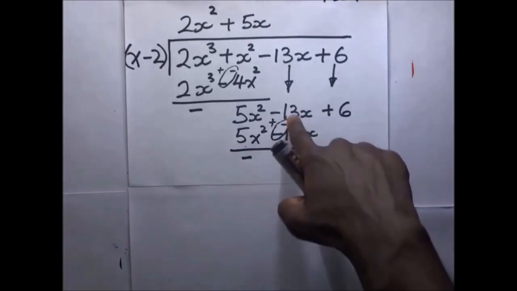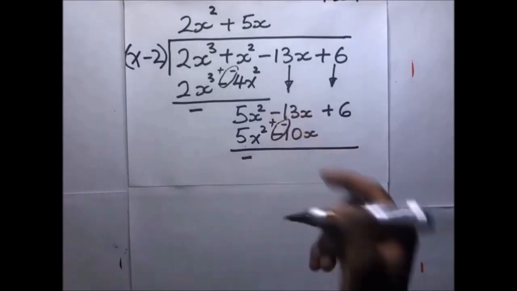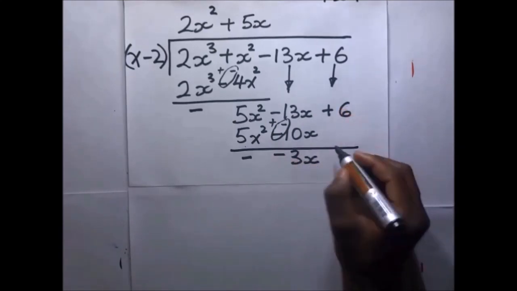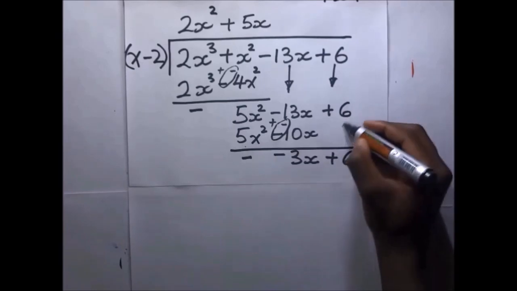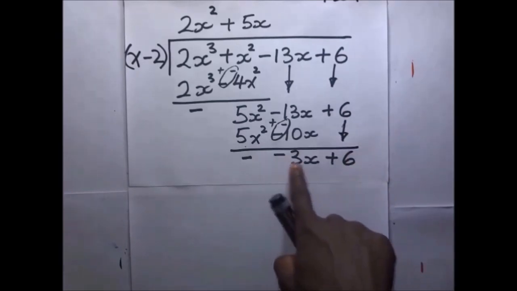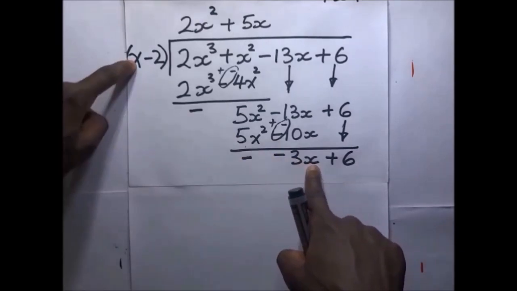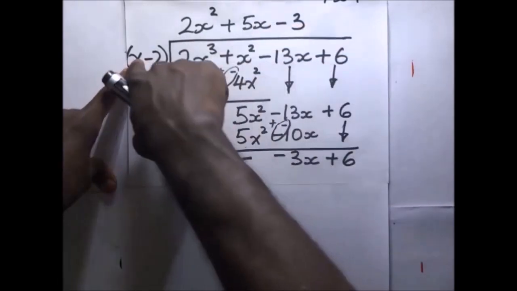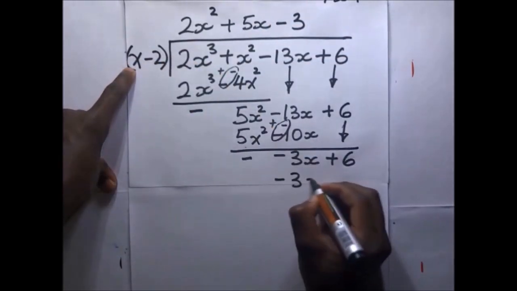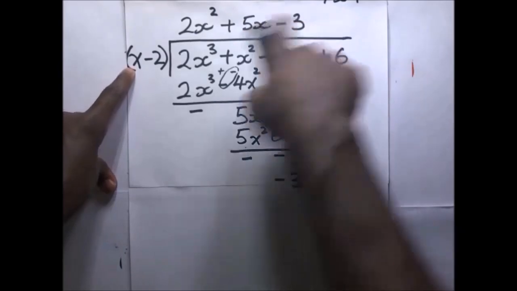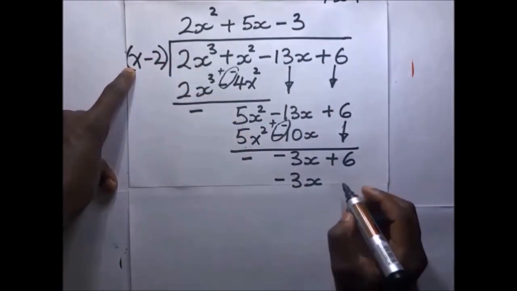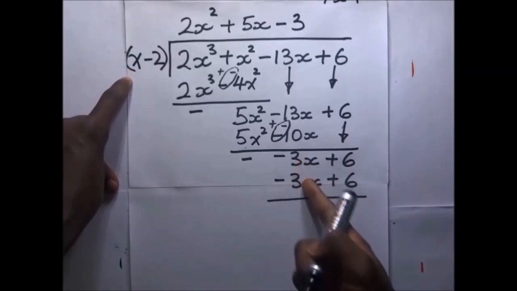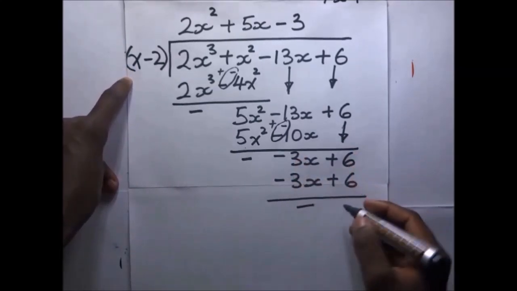When it becomes positive, it is 13x. Negative 13x plus 10 will give us negative 3x. So it's negative 3x, then plus 6. This one comes down, plus 6. So we continue. Negative 3x, divide that by x, you remain with negative 3. So negative 3 times x will remain with negative 3x. Then negative 3 times negative 2, you will remain with positive 6. And when we subtract this minus that will remain with nothing. 6 minus 6 remain with 0.